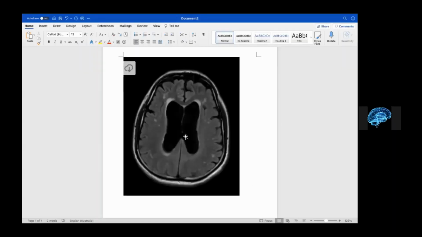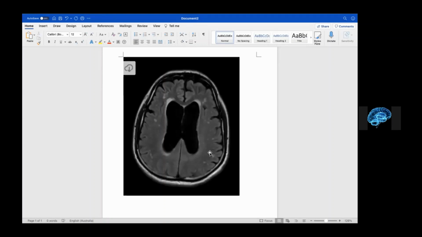Okay, so here, this is a T2 flare. And the reason why I know this is because I look at the gray matter and the white matter. So in T2, the white matter should be black, and the gray matter is probably more white. Can you see that, Ray? Yep, I can. So just the differentiation between the two.